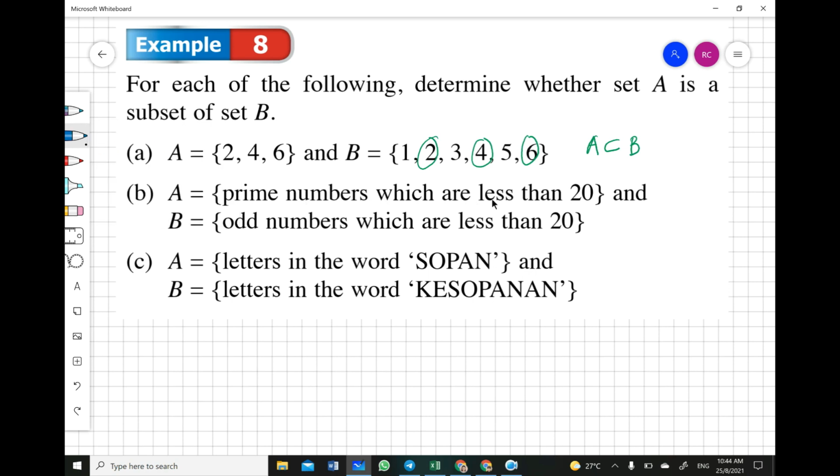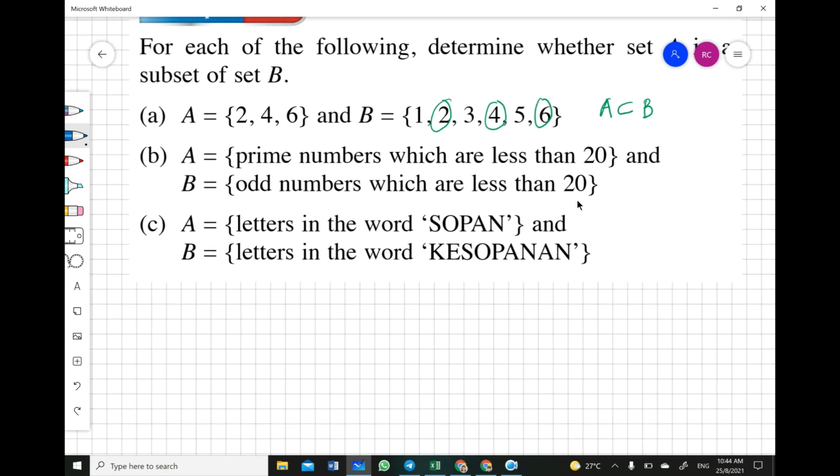Now I continue with the second question here. Set A is the prime numbers which are less than 20. For this case, to find the answer, you will need to list down the elements of set A. Prime numbers less than 20. What is the first prime number? 2. Remember that, 2 is the first prime number. 2, 3, 5, 7, 11, 13, 17, 19. These are all the numbers that cannot be divided by any other number except 1.